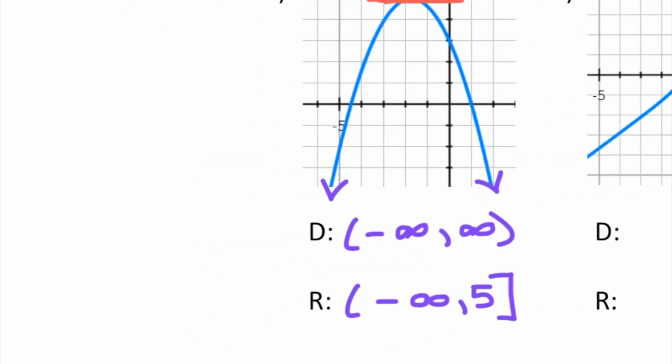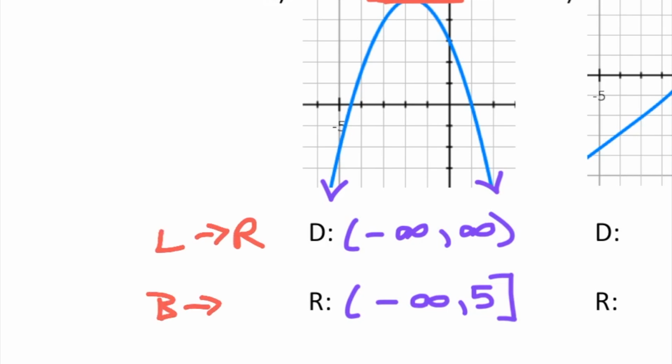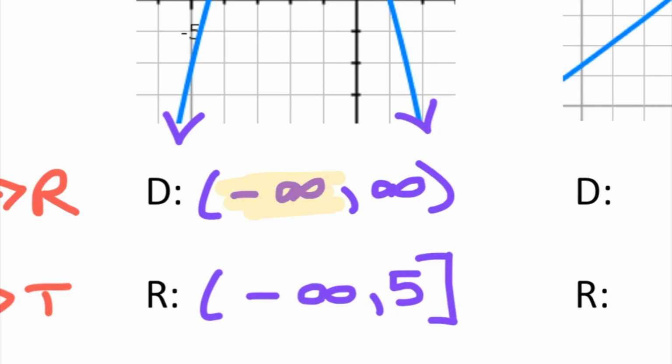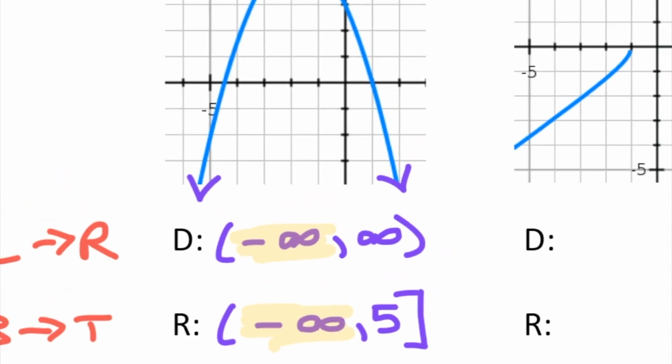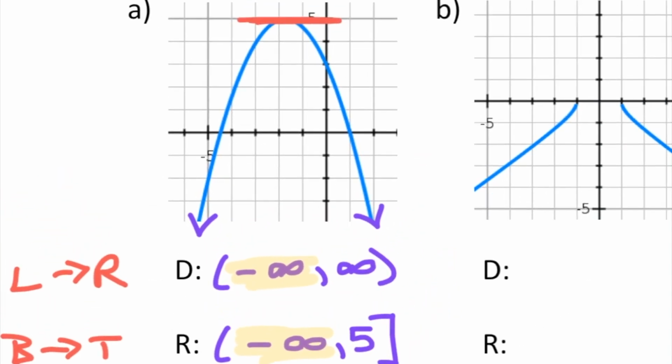So your domain is always left to right, and your range is always bottom to top. Whatever number is smaller is the first number you write, and negative infinity is smaller than any other number, and then whatever number is bigger is going to be the second number that you write. So the first one, the domain is all real numbers. The second one, the range is negative infinity to 5.